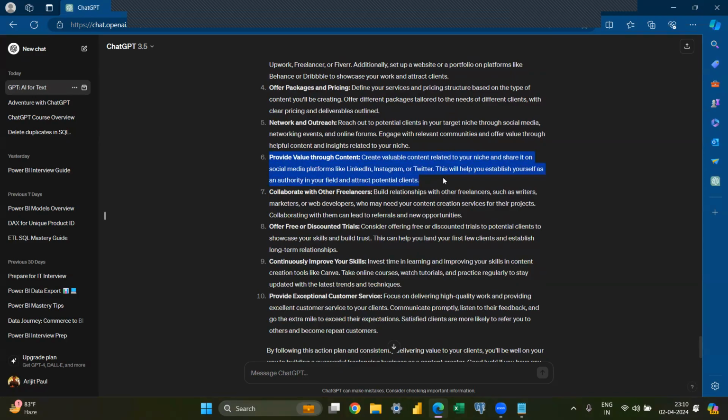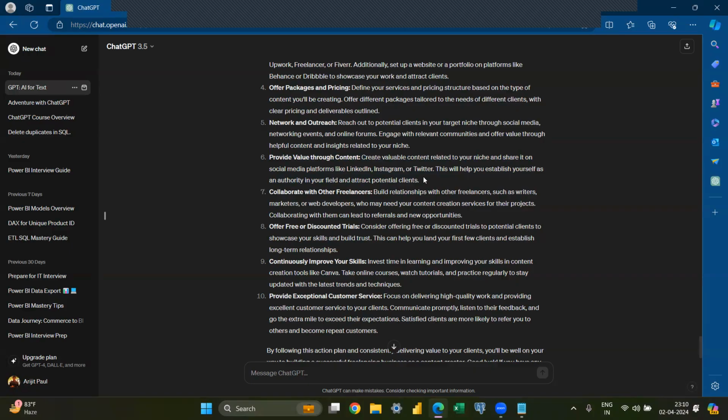Create valuable content related to your niche and share it on social media platforms like LinkedIn, Instagram, or Twitter, or X, you can say, because Twitter has become X. This will help you establish yourself as an authority in your field and attract potential clients. So, if you post regularly on different kinds of social media channels, on LinkedIn, on Instagram, on YouTube, it's very good to have proper channels, right? And everyone will assume that you are an expert in that field.